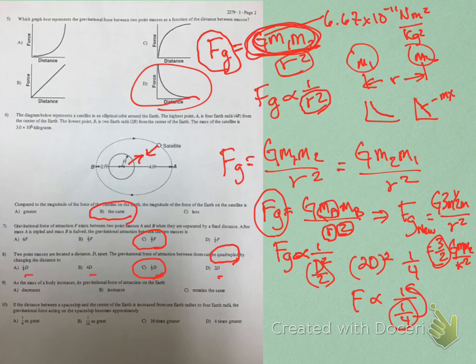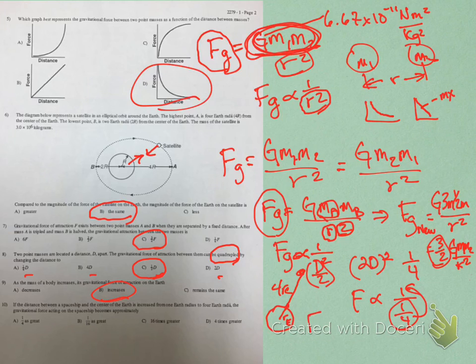All right, next question. As the mass of a body increases, the gravitational force of attraction on the Earth increases. Pretty simple question there. And if the distance between a spaceship and the center of the Earth is increased from 1 Earth radius to 4 Earth radii. This is a weird question. Basically, your spaceship is here. And this is 1 Earth radius. What happens if I go all the way out here and I'm at 4 Earth radii?